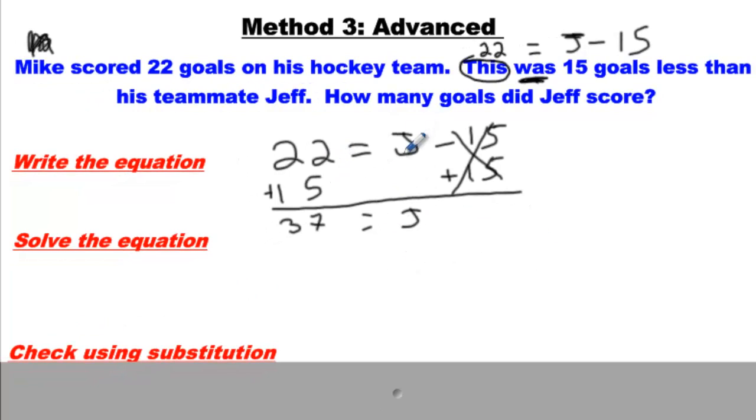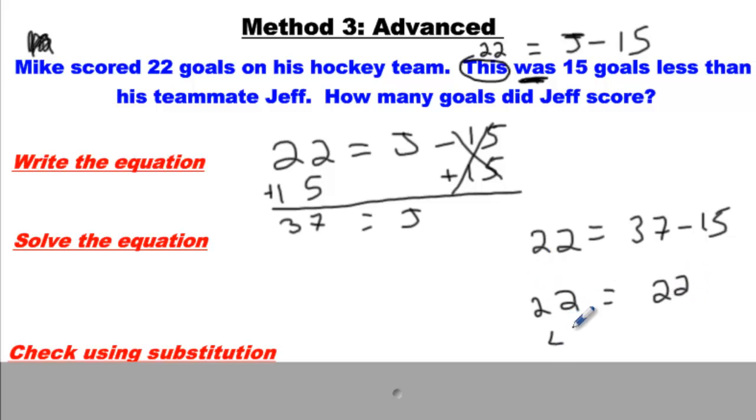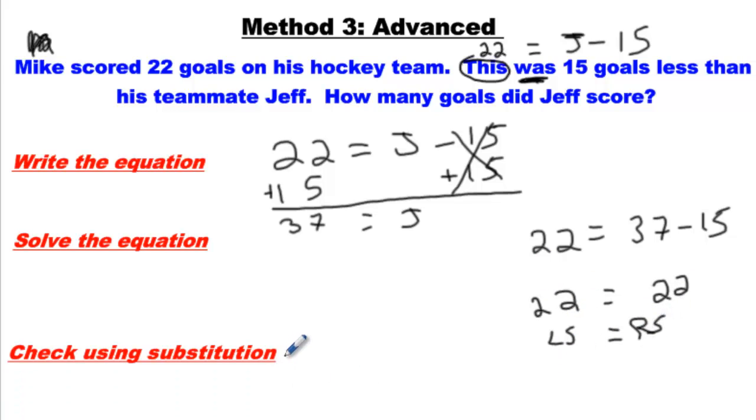Now check using substitution. We're going to stick it right in there. We're going to get 22 equals, I won't write j, I'll write 37, because that's how much he scored according to this. Minus 15. Let's figure this out. This means 22. This is 22. Oh, look at that. Left side equals right side. And we checked this, we solved it, and we wrote the equation all in one.